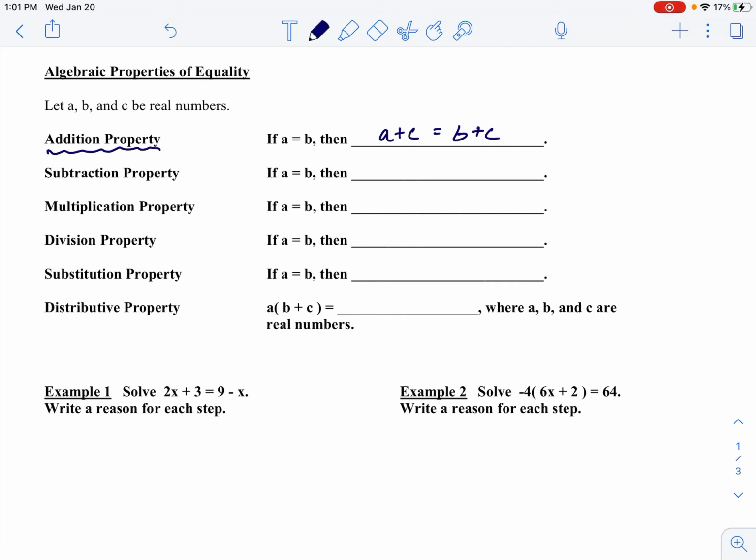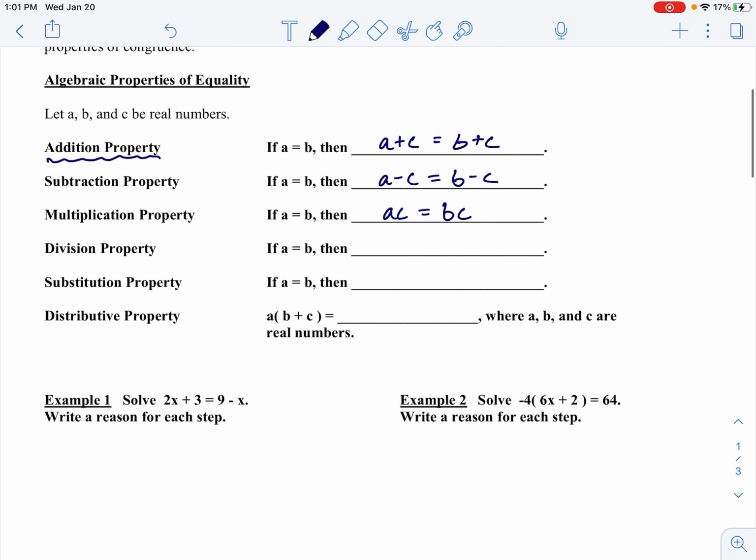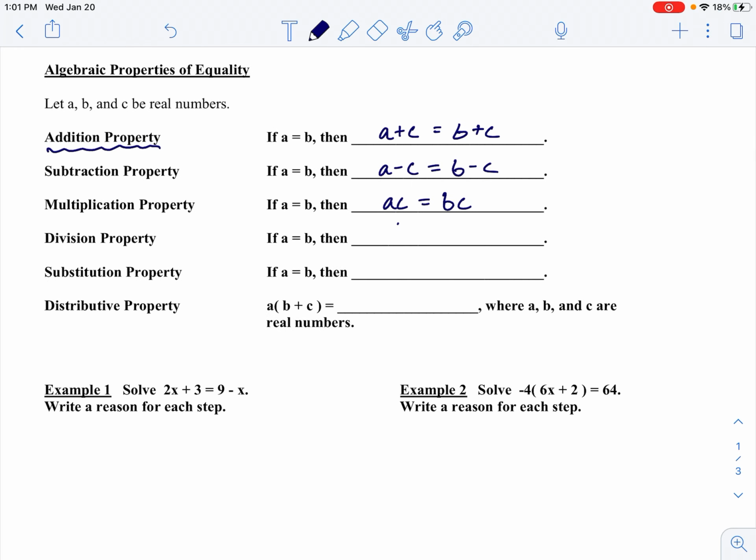Sometimes we use the subtraction property, which says if I have A equals B, then I can subtract the same thing from both sides. In this case, I'm going to use C again. So A equals B, then I know A minus C equals B minus C is an equivalent equation. A multiplication property would be the same thing. A times C equals B times C. And the division property, I think you know where this is going. I can divide both sides by the same thing as well. So these four operations, addition, subtraction, multiplication, division, we use those a lot when solving equations.